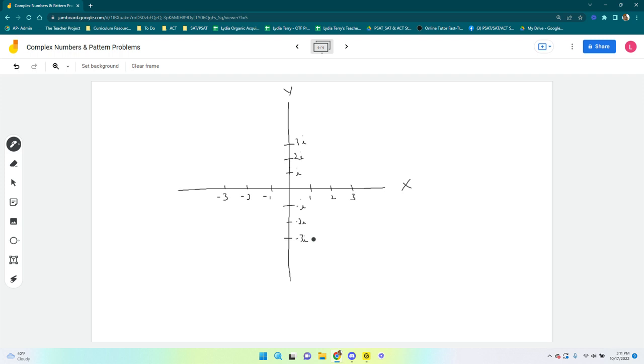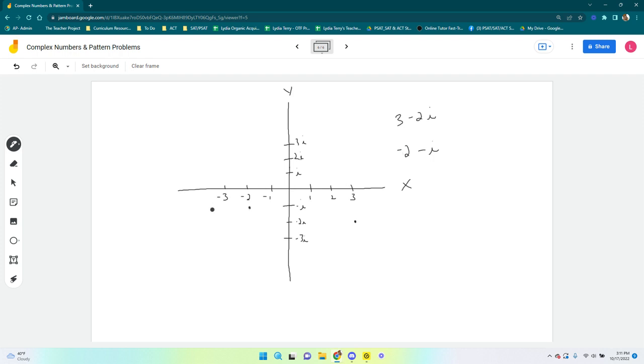Let's say you get a problem like: what point is halfway between this complex number and this complex number. Well, when you're dealing with complex numbers on the complex plane, this is just like 3, -2. Okay, so this 3 minus 2i is right here. And this will be -2 minus i.